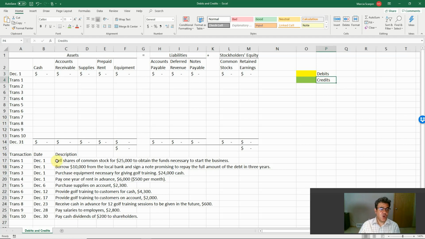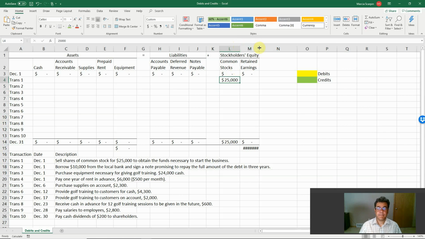Okay. So, first transaction, sell shares of common stock for 25,000 to obtain the funds necessary to start the business. We are increasing our common stock 25,000. And if we are increasing our stockholders' equity, we are talking about credits. And we are also increasing our cash 25,000. So we are debiting it.